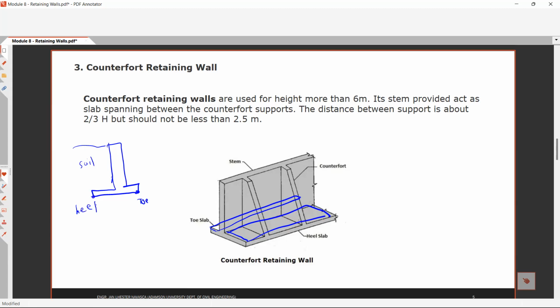Okay, so paano ba kayo mag-heels? Magtingkayat. Pag magtingkayat tayo, yung nasa ilalim natin is yung toe, then yung heel is yung aangat. Okay, so that is this one. Okay, then itong counterfort will act as a shear key.